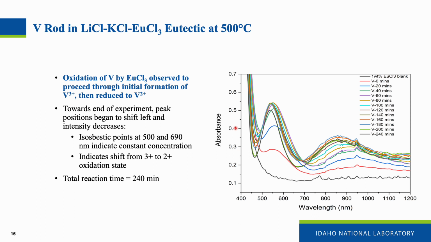In this case, we dropped the same 1 centimeter size of vanadium wire into the salt, and we saw buildup of vanadium 3 plus very soon. Like in about 20 minutes, there was a significant buildup of vanadium 3 plus in the salt melt. And with time, we saw that vanadium moved from 3 plus state to 2 plus state, and at the end of the reaction, the equilibrium state was 2 plus. So it was very interesting to see how this shift in oxidation state happens.